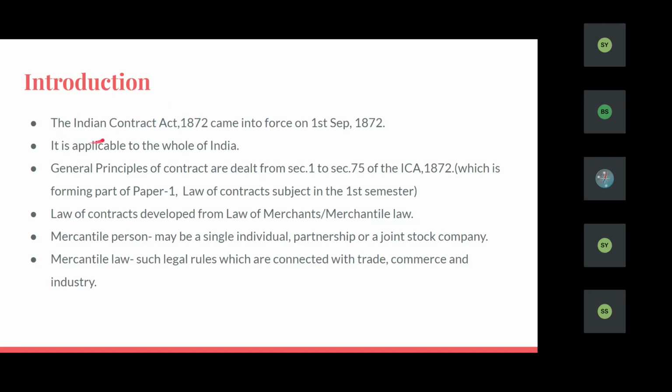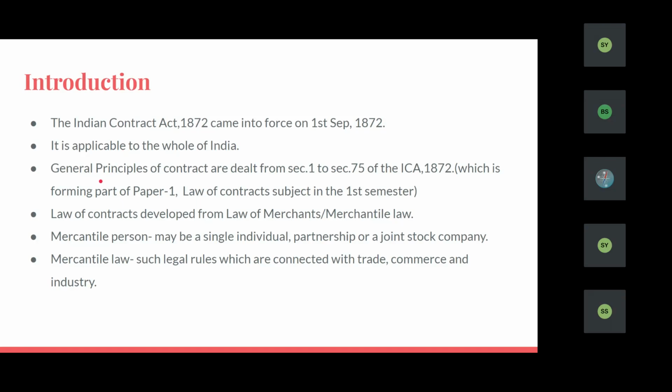So, the Indian Contract Act 1872 came into force on 1st September 1872. Okay, so it is a pre-Independence era Act, which we are still studying. Previously it was applicable to the whole of India except Jammu and Kashmir, but now it is applicable to the whole of India including Jammu and Kashmir.